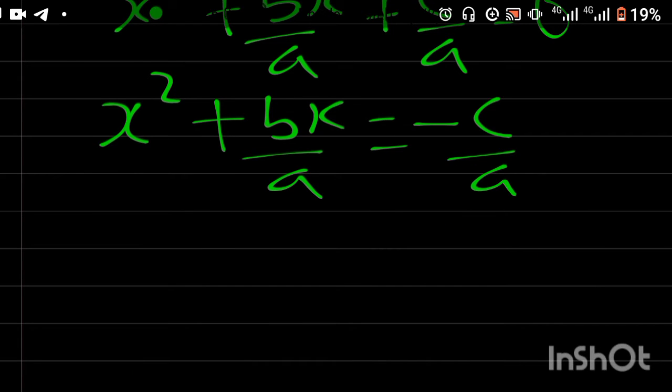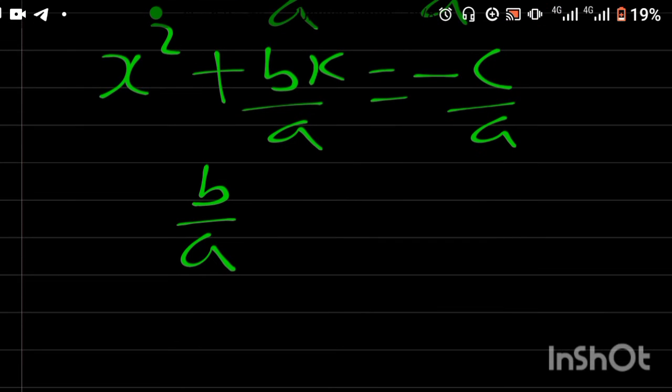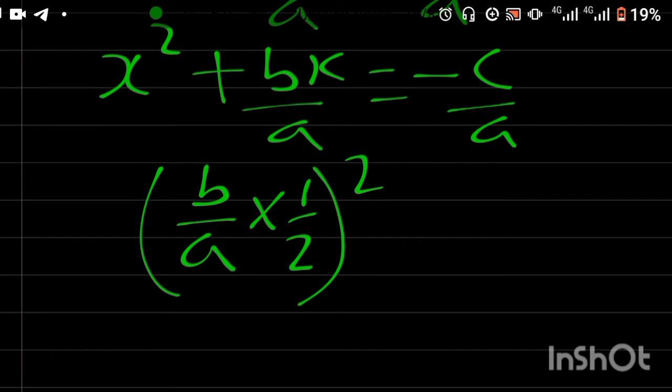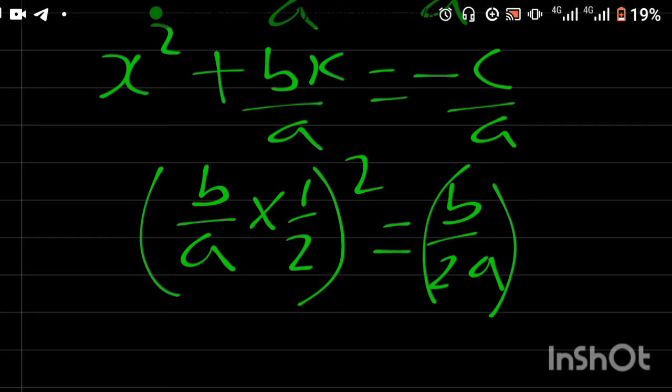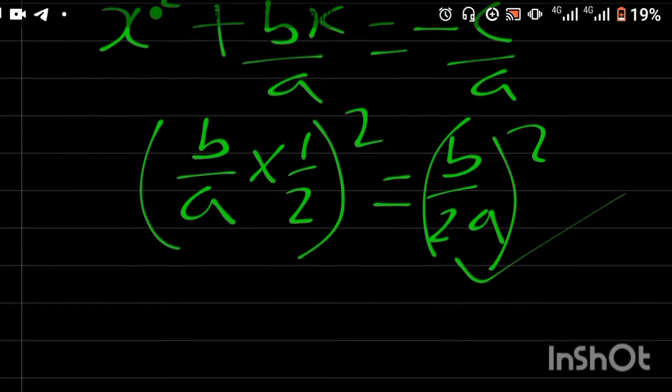The first thing, what is the coefficient of x? The coefficient of x is b over a. Now, half of it is times half. Then the square. This is what we mean by the square of the half of the coefficient of x. To both sides, let's simplify it further. Therefore, we are going to have b over 2a all squared. This is what we are going to add to both sides of the equation.